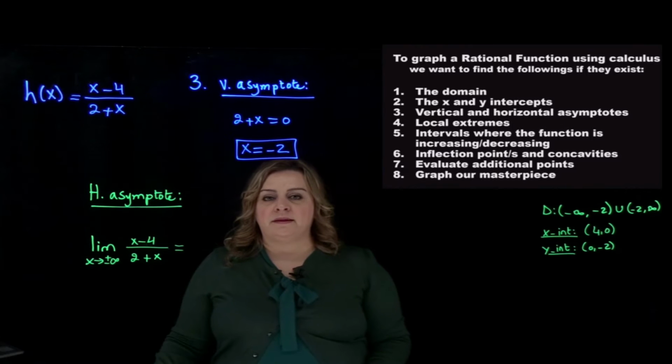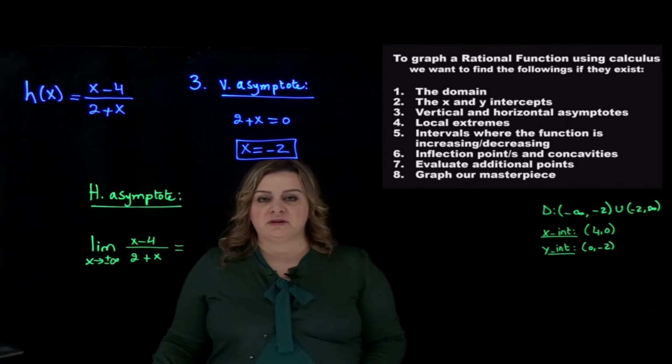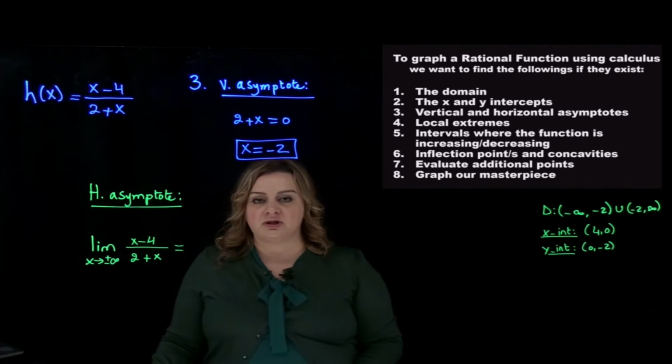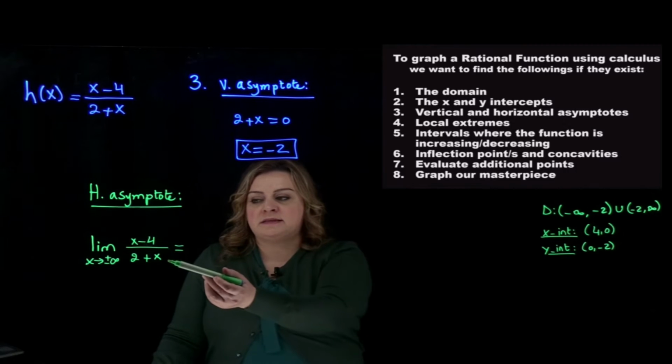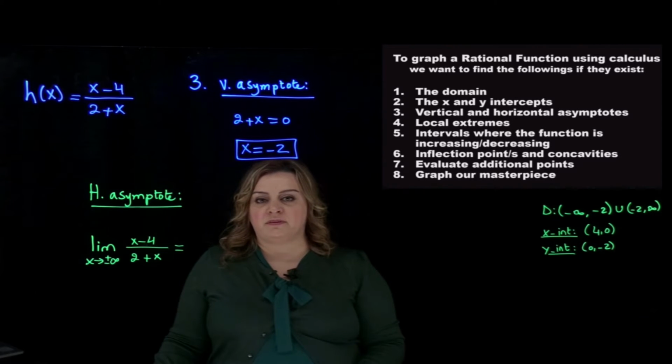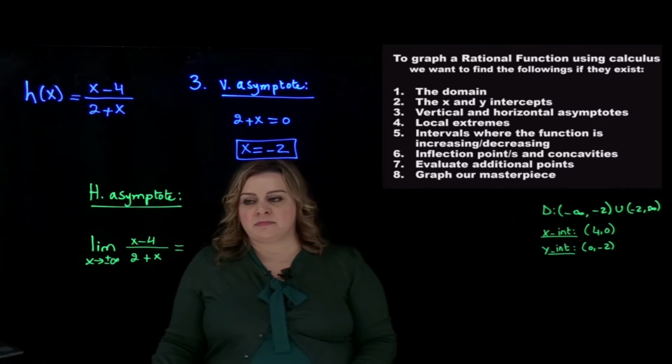Now, to evaluate the limit of a function at infinity, we want to divide each term of our function by the variable in the denominator that has the largest exponent. In our example, x is the variable with the largest exponent in our denominator, and we want to divide each term in our function by x.